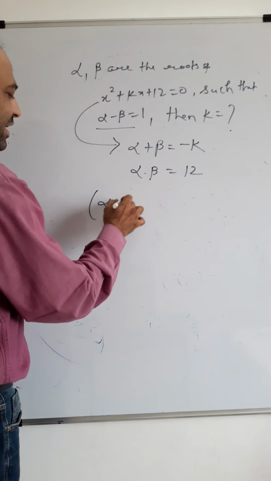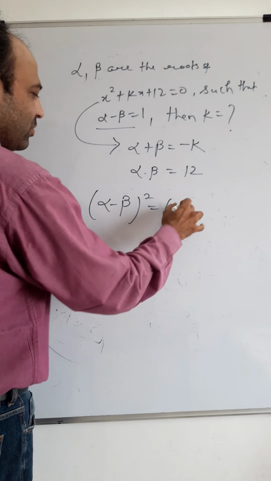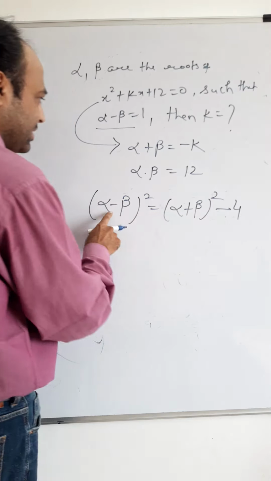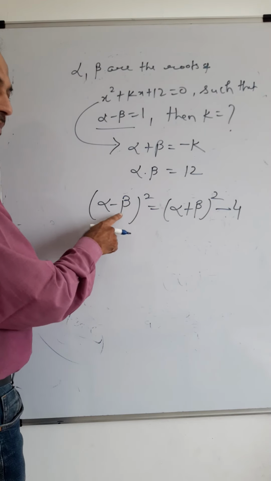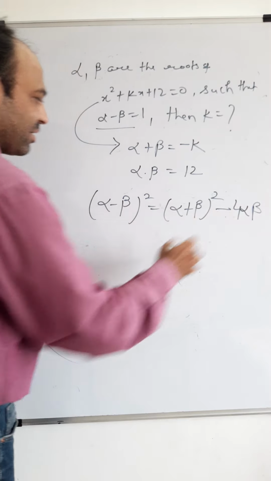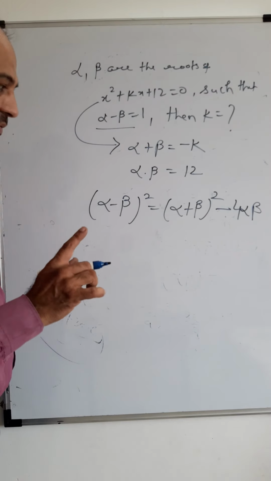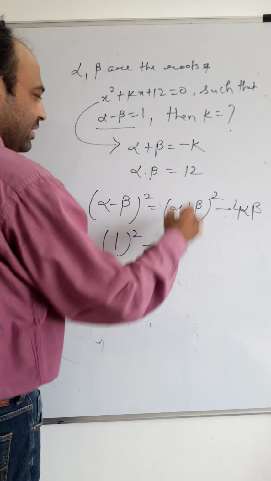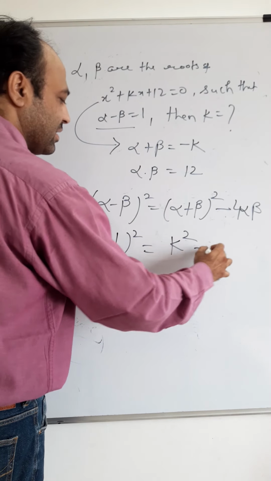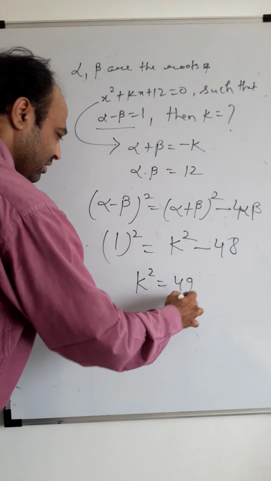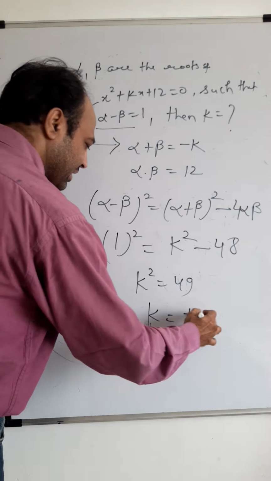So we'll use an identity again. Alpha minus beta whole square is alpha plus beta whole square minus 4 alpha beta. Like a minus b whole square is a plus b whole square minus 4ab. Remember that I have written it in the identity formula. So here it is 1 square, here it is k square, and this is 48. So k square is 49, k is plus minus 7.